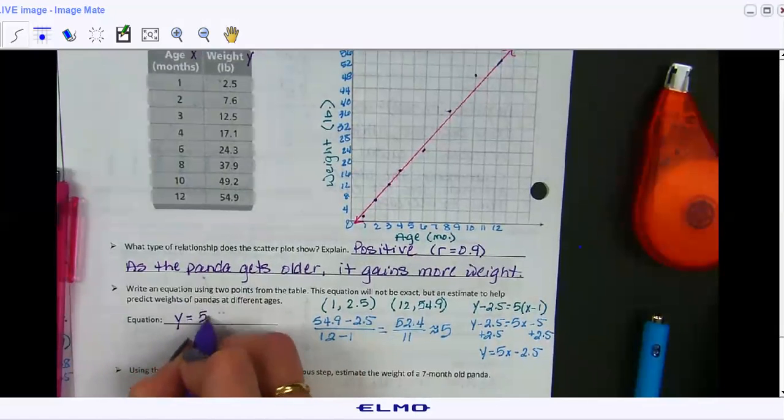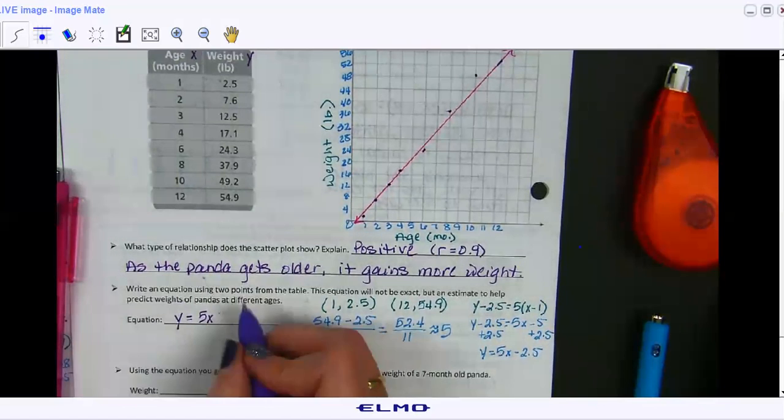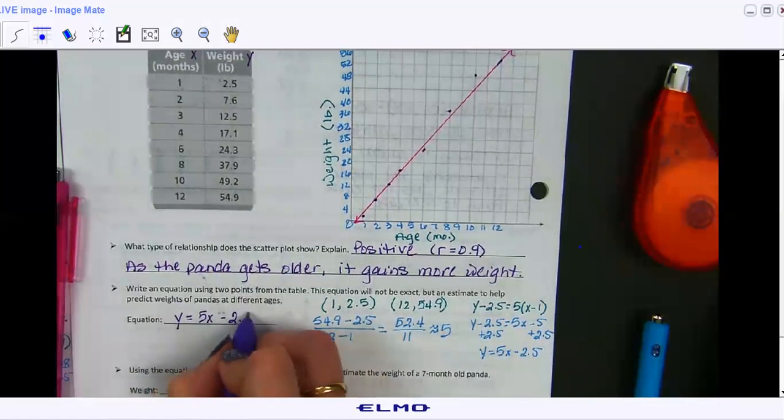It's a negative 5. No, it's not. 2.5. Yes, it is. No, it's not.